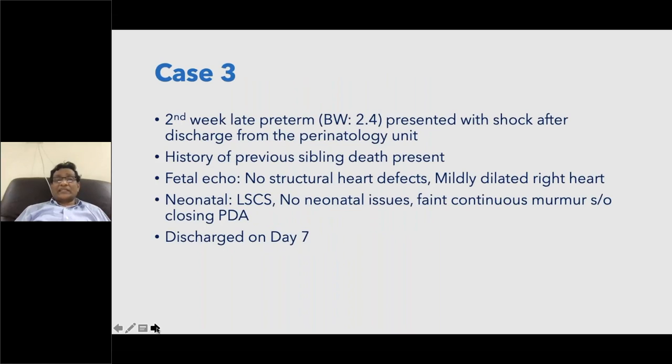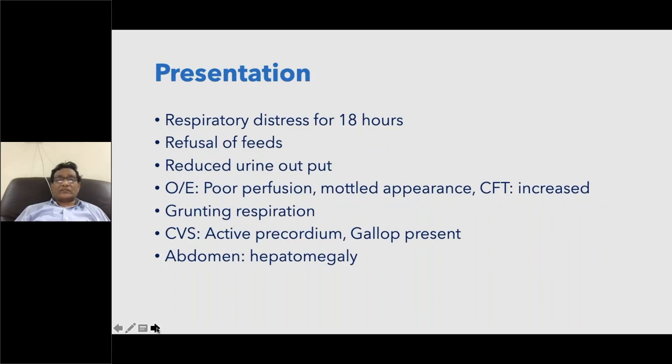Let us look at case 3. This is a second week late preterm, birth weight 2.4 kilogram, presented with shock, discharged from the perinatology unit. History of previous sibling death, fetal echo, no structural heart disease, mild right ventricular dilatation, right heart dilatation. There was a faint continuous murmur, and closing ductus. So one thing I want to tell you, never believe a closing ductus arteriosus.